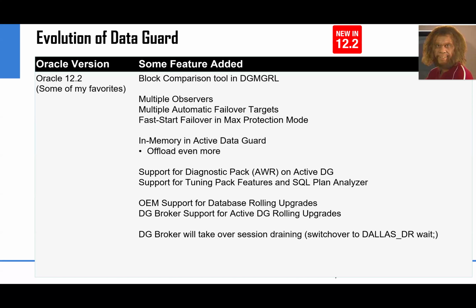We talked about in-memory at the Active Data Guard level as a 12.2 feature. Basically, a lot of the stuff we're talking about is AWR at the Data Guard, tuning pack, and SQL plan analyzer.